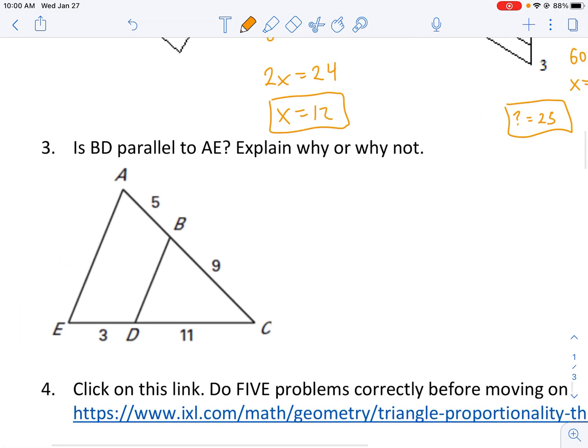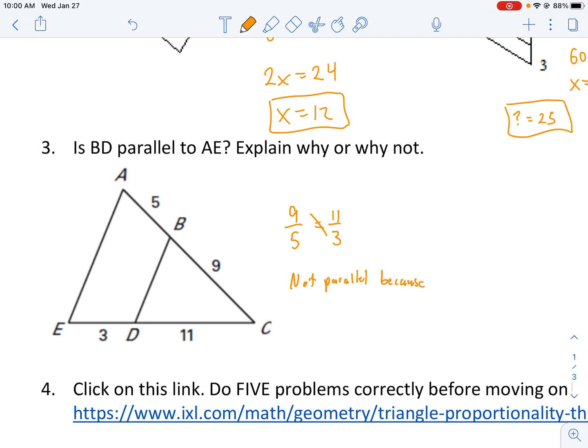Okay, now kind of backwards. Is BD parallel to AE? Is this line parallel to this line? So if we show the sides are proportional, 9 over 5, does that equal 11 over 3? They are not equal, actually. So the sides are not divided proportionally, and therefore not parallel. Not parallel.